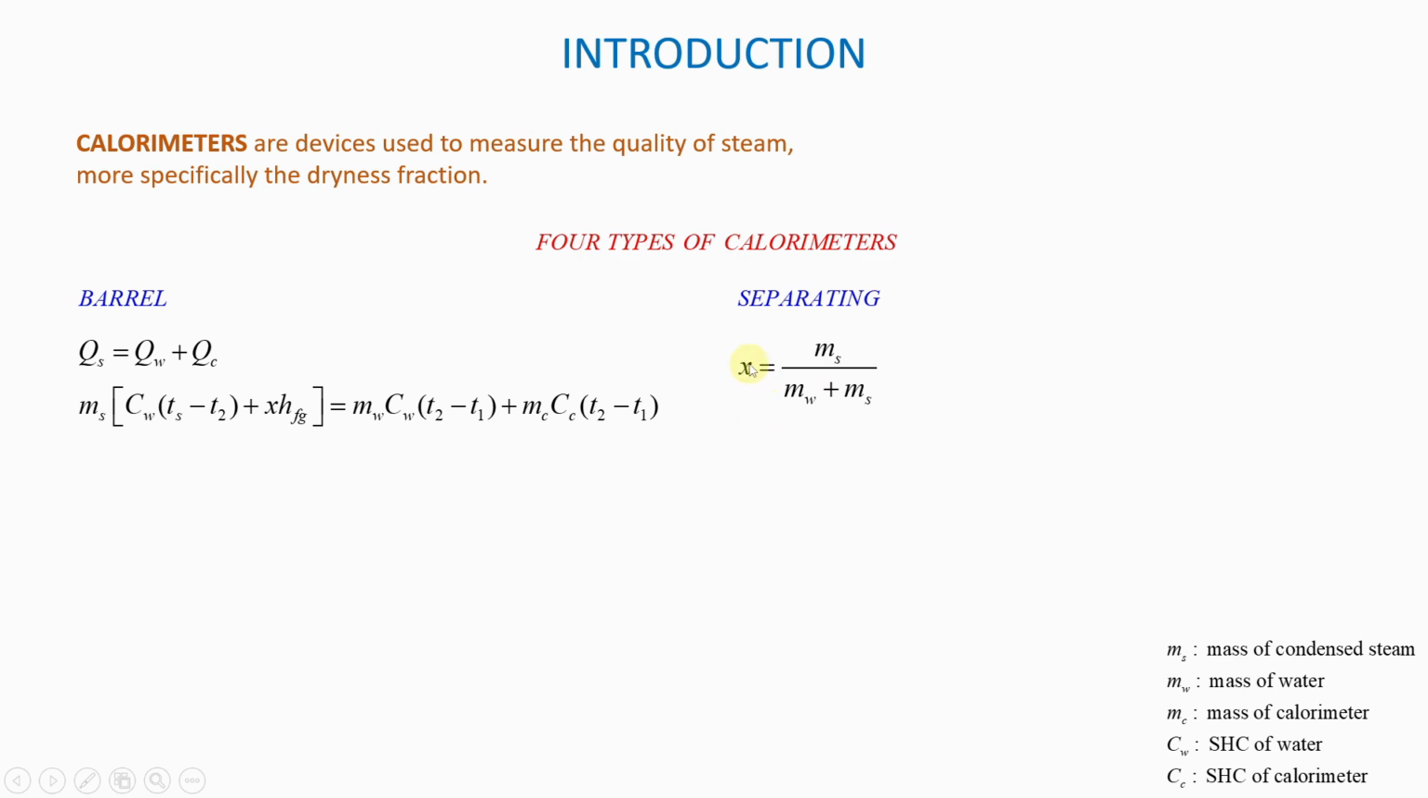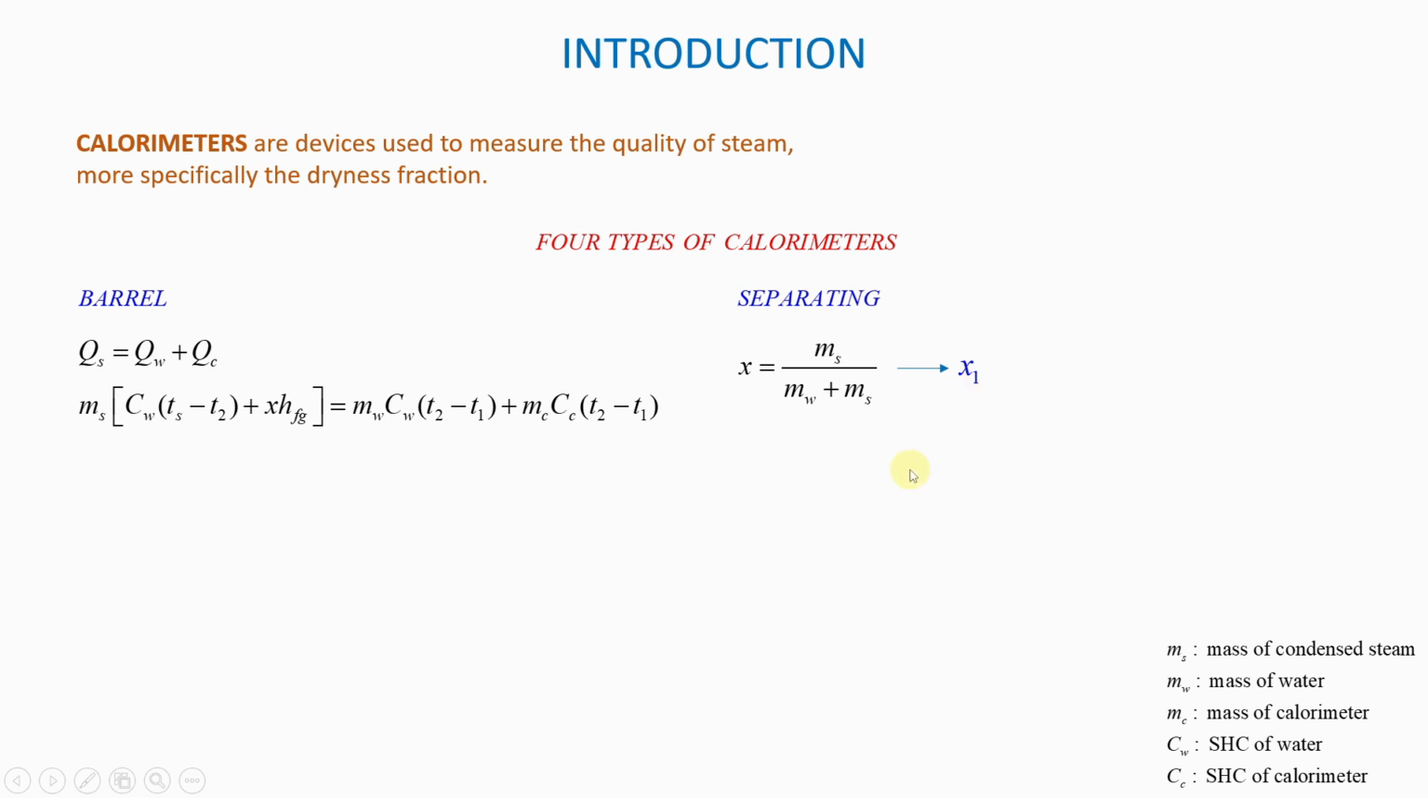Usually this dryness fraction, we refer to it as x1. You will usually find that it is written x1 = ms / (mw + ms), and this here is x1.